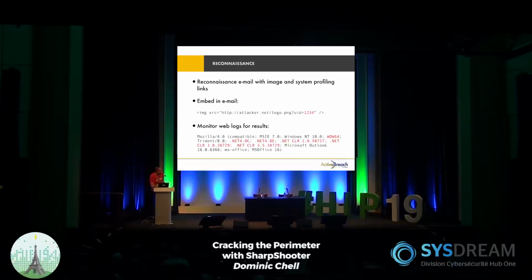So in this scenario, you can see we've got, it says WoW64, which means it's 32-bit Office on a 64-bit system. We've got various versions of the .NET framework installed, and we can see it's actually using Office 2016. So from a very simple email, we're actually able to get quite a lot of good information about our target in advance.